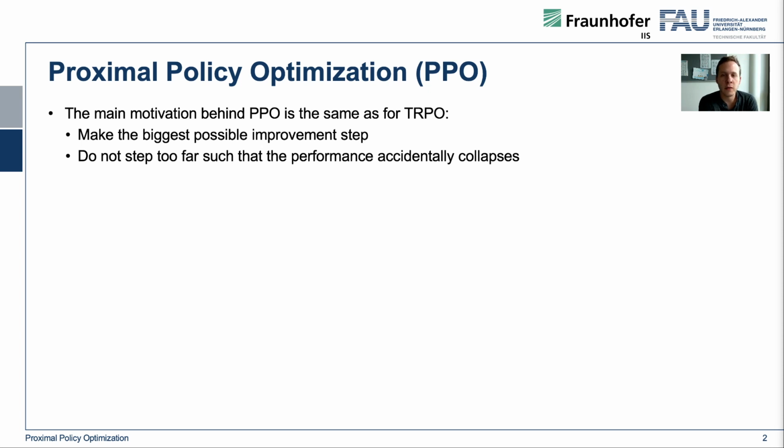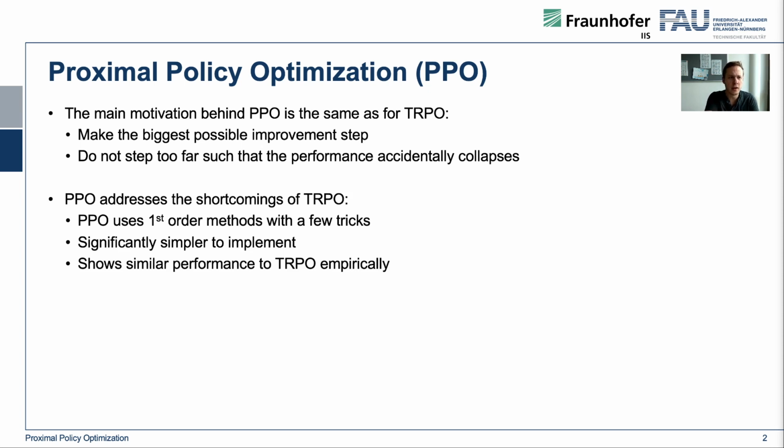In the last video we introduced TRPO, Trust Region Policy Optimization, and the main idea behind it was that we want to make the biggest possible improvement steps, while we also do not want to step too far away from our current policy, to avoid that the performance of our policy accidentally collapses. And it turns out that PPO addresses some of the shortcomings that we outlined at the end of the last video when we talked about TRPO.